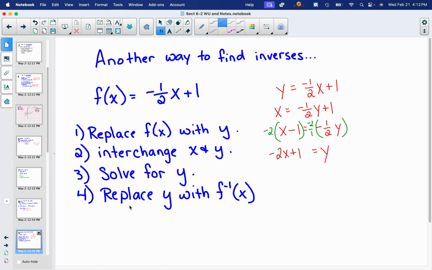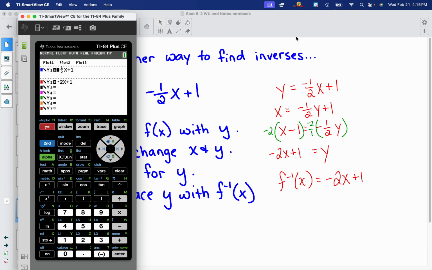And then the last step says replace y with f inverse of x. Well, I'm going to list this first. So f inverse x equals negative 2x plus 1. That means that this is an inverse to the negative 1/2 x plus 1.